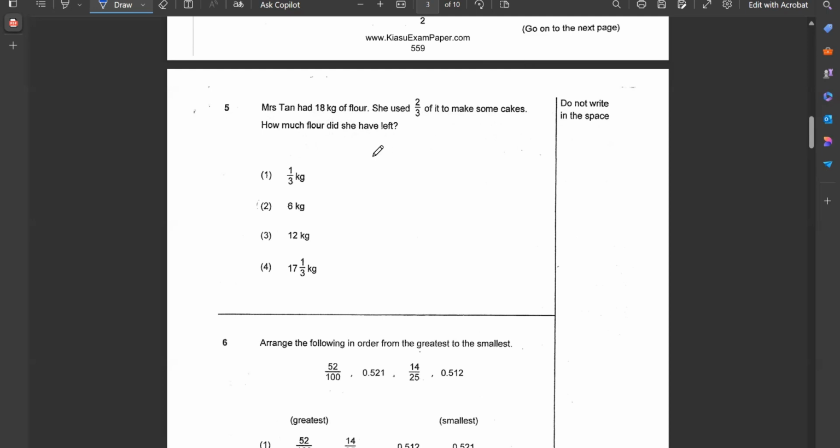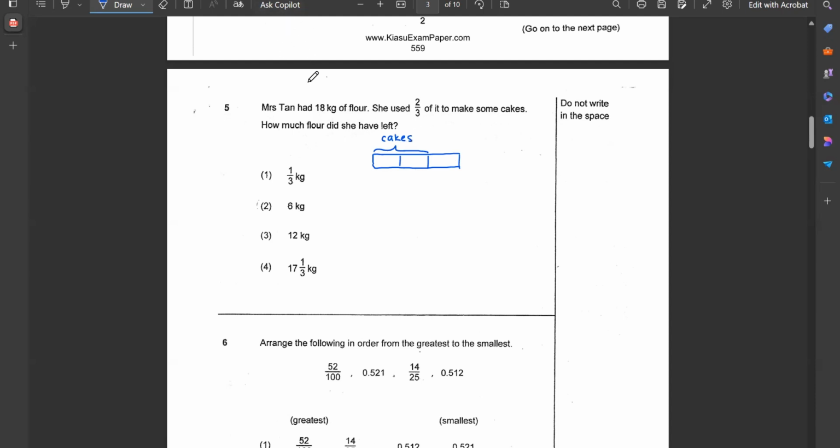So you can actually go on to draw a simple model to show this information. So how many units to cut first? Of course, I cut 3 units first because that is my total flour at first. So I use 2 units to make some cakes. So you can go on to label that down. This is for the cakes.